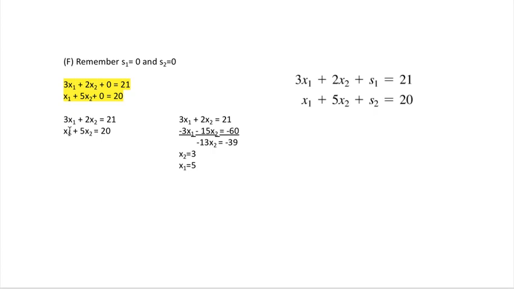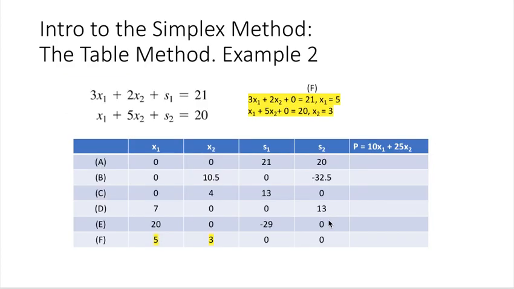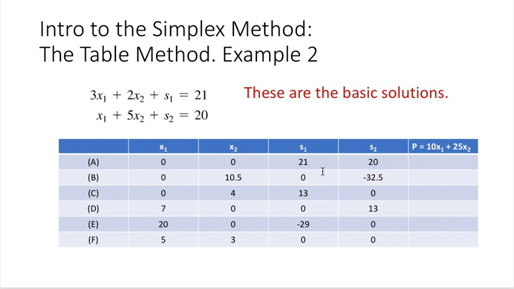I chose to use the elimination method, and I multiplied the bottom equation by negative 3. And I found that x2 was equal to 3. And then substituting that back into one of the equations, I get that x1 is equal to 5. And I substituted those back into my chart. So these are all of the basic solutions.